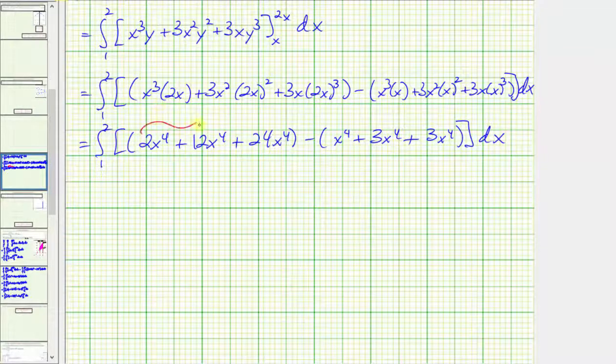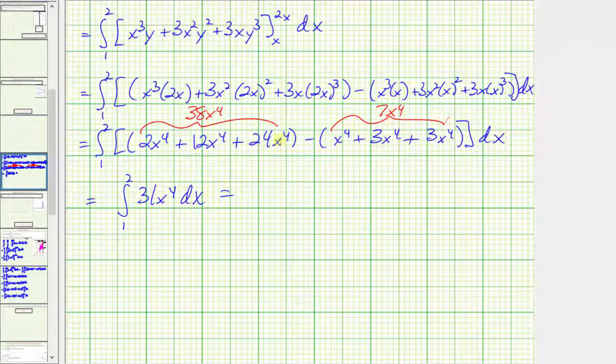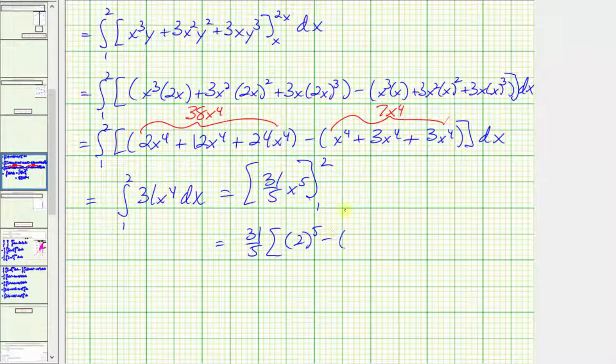Now combining like terms, notice how here we're going to have 38x to the fourth, and here we're going to have 7x to the fourth. So 38x to the fourth minus 7x to the fourth is equal to 31x to the fourth. And now we integrate with respect to x, so we're going to have 31 times x to the fifth divided by 5, or 31 fifths x to the fifth. And now evaluating here, we have 31 fifths times, when x is 2, we have 2 to the fifth, minus, when x is 1, we have 1 to the fifth.